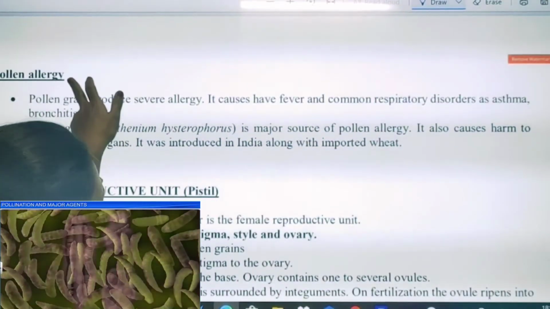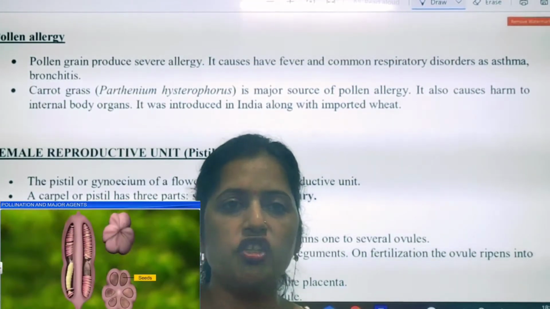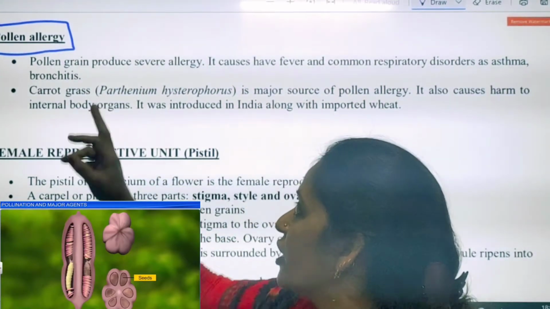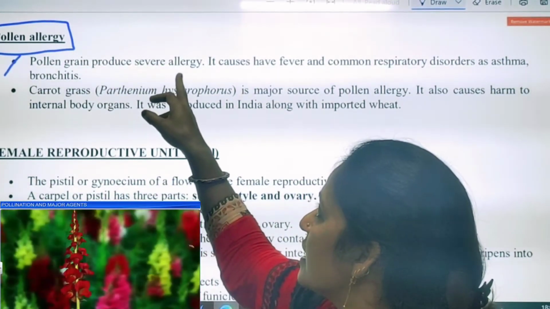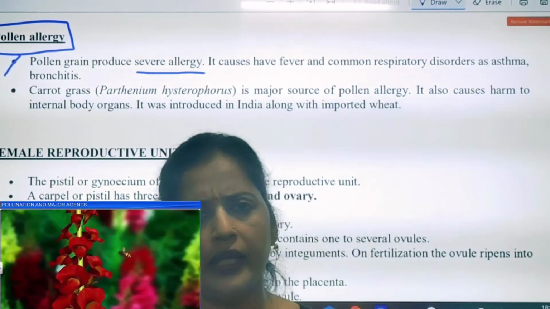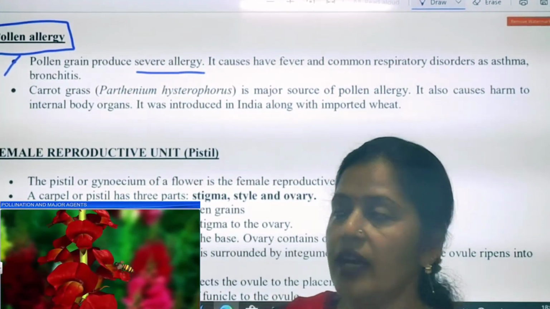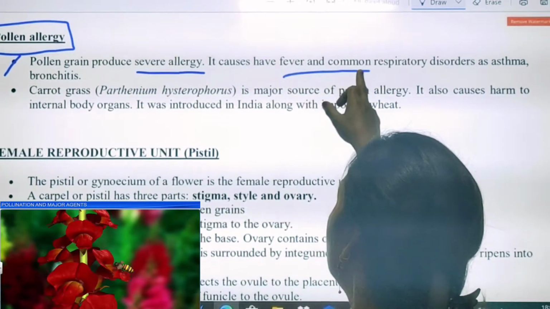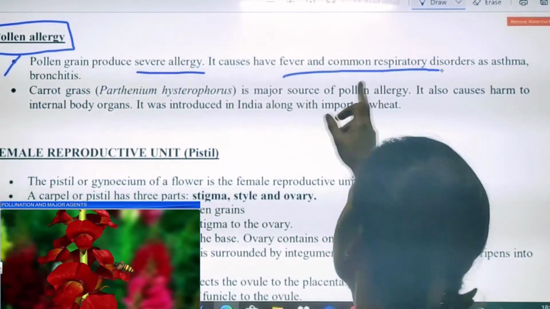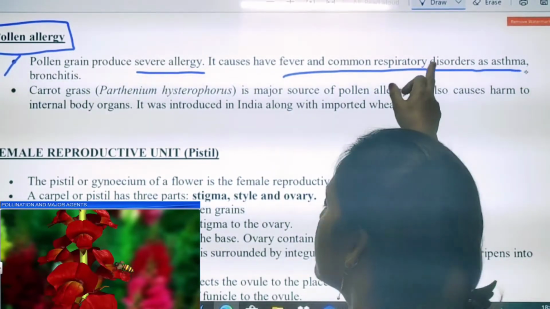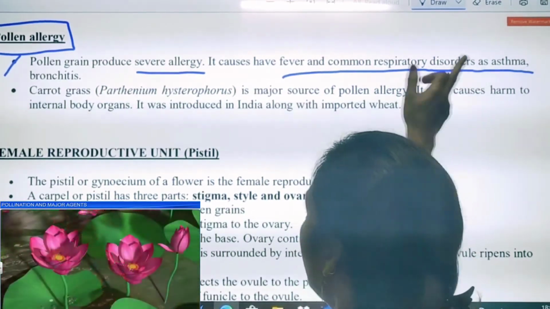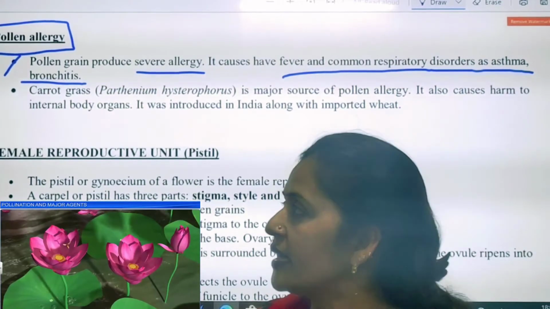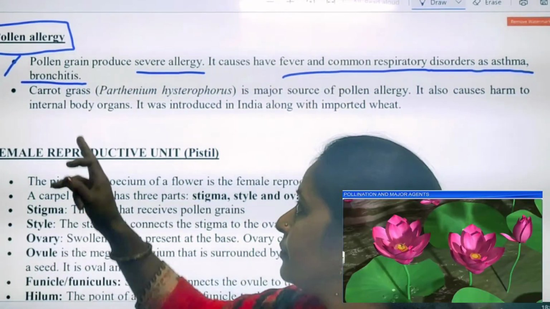Next is the pollen allergy, the important topic of this chapter. What do you mean by pollen allergy? Pollen grains produce severe allergy. जो pollen grains होते हैं, that means they produce the severe allergy. It causes hay fever. क्या cause करते हैं वो? Fever, common respiratory disorders such as asthma and bronchitis. These are the common respiratory disorders that are related with the pollen allergy.